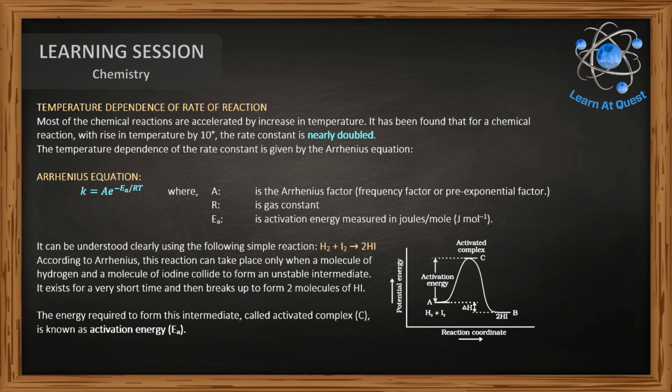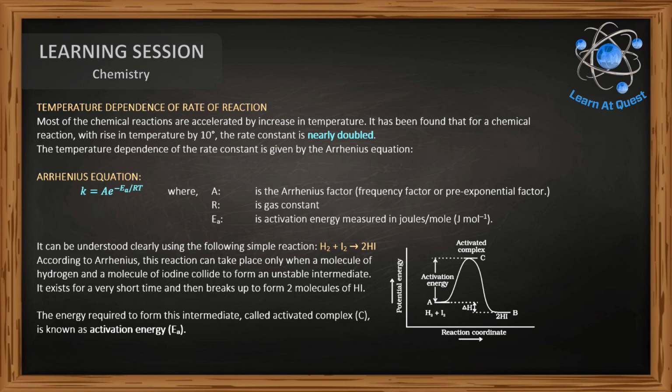The energy required to form this unstable intermediate, called the activated complex denoted as point C on the graph shown alongside, is known as the activation energy, which is denoted by the letter capital E with A as a subscript. In the graph shown, energy of the reaction is plotted with the reaction coordinate, that is time. At point A, H2 and I2 are yet to react. At point C, the activated complex has formed, and point B is where the final products, that is 2HI, are formed.